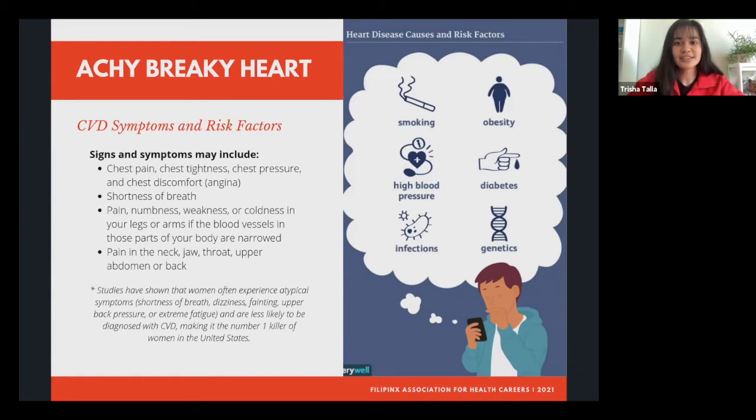And last but not the least is poor diet. So a diet that's high in fat, salt, sugar, and cholesterol can contribute to the development of heart diseases. And CJ will actually be talking to you guys more about healthier alternatives for Filipino diet or just diet in general.